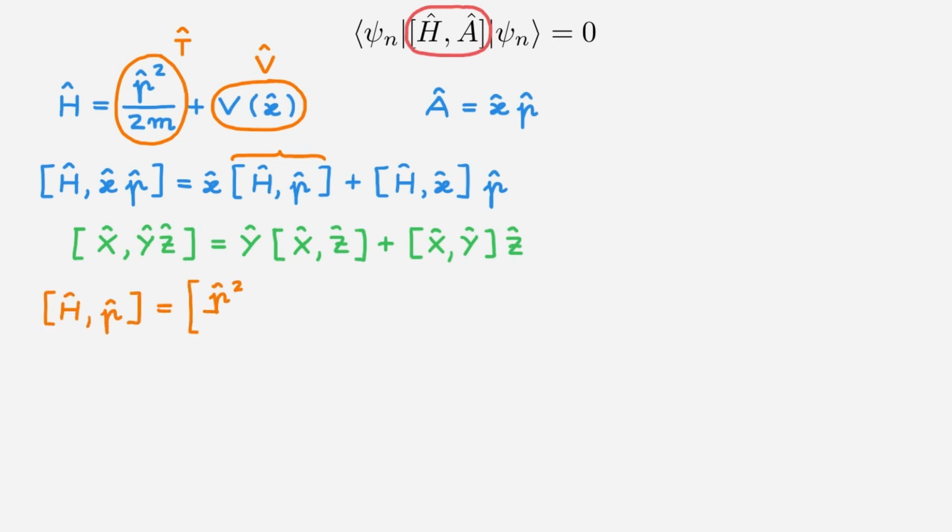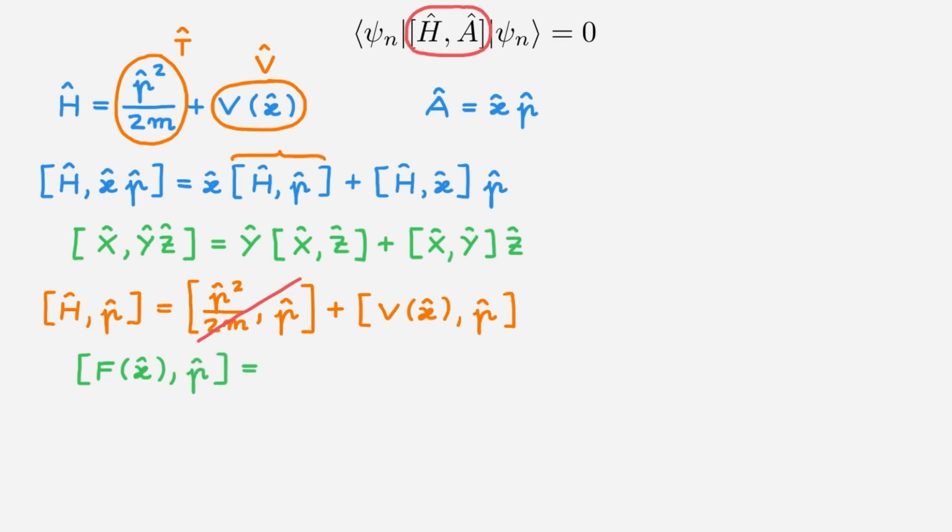Expanding the Hamiltonian, we can rewrite the commutator as the sum of these two terms. The first term vanishes because the momentum operator commutes with any power of itself. For the second term, remember from the video on functions of operators that the commutator of any function f of the position operator with the momentum operator is equal to i h bar times the derivative of f. Using this result, we can rewrite our commutator as i h bar times the derivative of the potential.